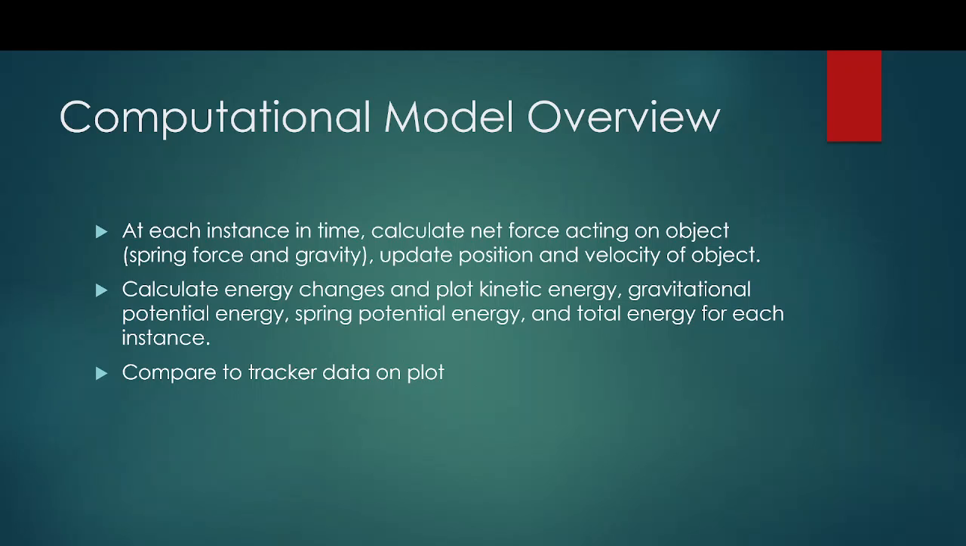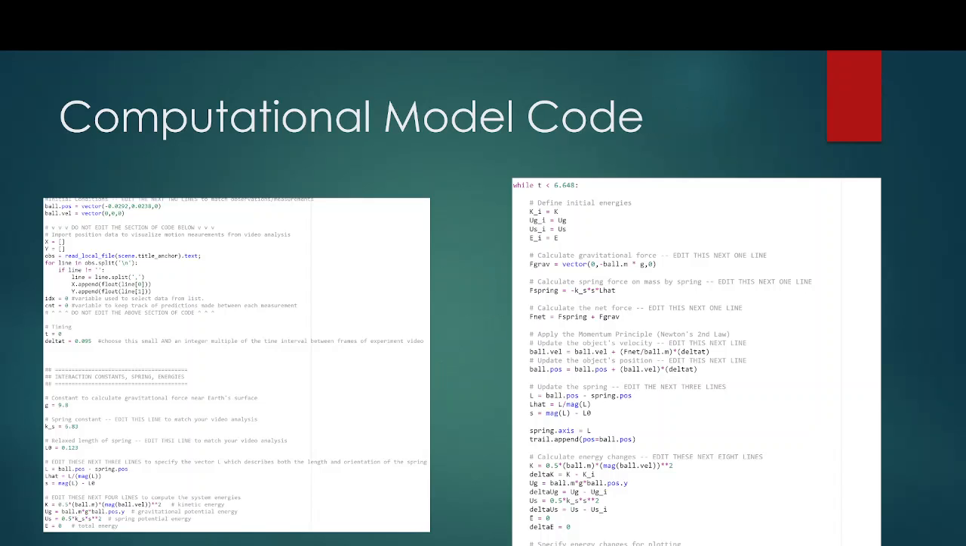At each instance of time, the computational model calculates the net force acting on the object, which in this scenario is the spring force and the gravity, and then it updates the position and the velocity of the object. It also calculates the energy changes and plots the kinetic energy, gravitational potential energy, spring potential energy, and total energy for each instance in time. And then it would also plot the tracker data on the same graph to directly compare the two. So here you can see the actual code itself.